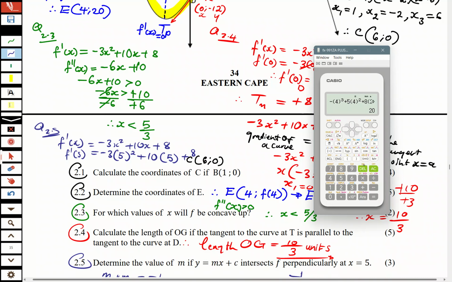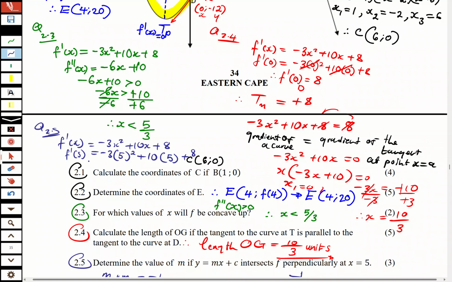So now let's see what that is. Let me just erase that. So this is negative 3 into 5 squared plus 10 into 5 plus 8. So the gradient is negative 17 at x is equal to 5. So the gradient at x is equal to 5 is simply negative 17. This is negative 17 there.